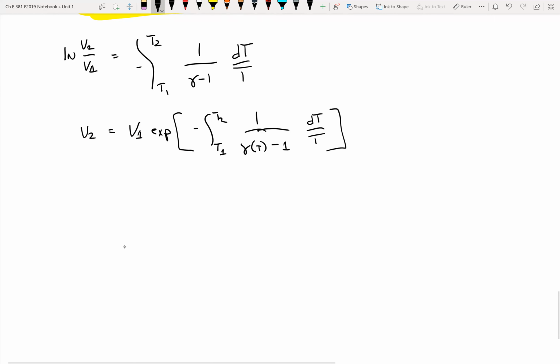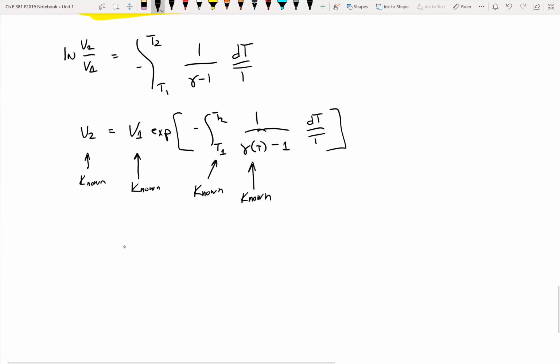And so at this point, it looks like I might be stuck because I don't know T2, but let's think about this. This is known. This is known. The gamma function is known. T1 is known. The only thing that's not known is T2. So I have one equation and one unknown. So this is just a nonlinear equation to solve.